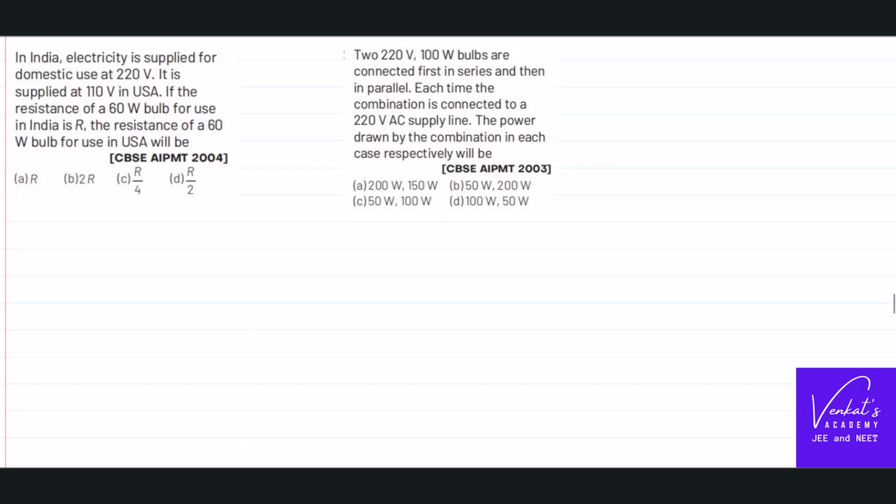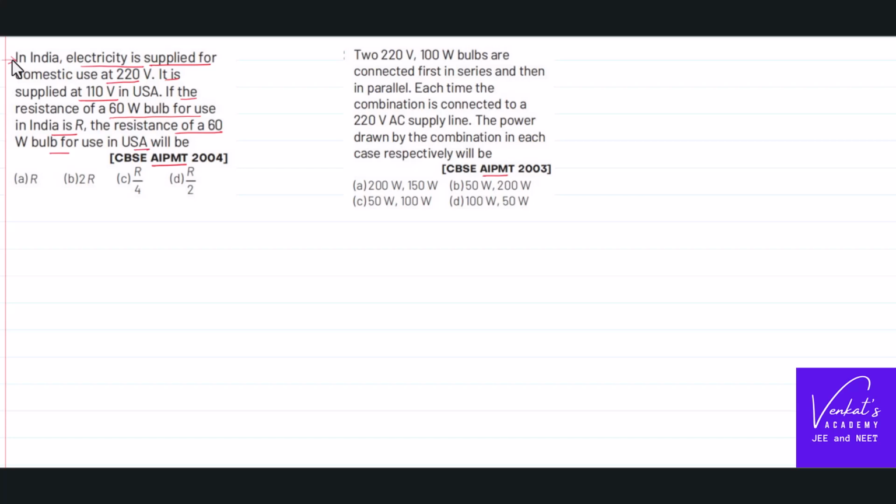We are solving AIPMT questions, two questions both on current electricity, based on power. Let me solve the first problem first, a simple problem. It is given that in India, electricity is supplied with a voltage of 220 volts, whereas in USA it is 110 volts. If the resistance of a 60 watt bulb used in India is R, what is the resistance of the same 60 watt bulb in USA?